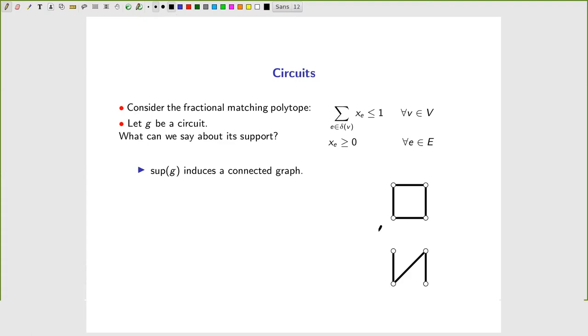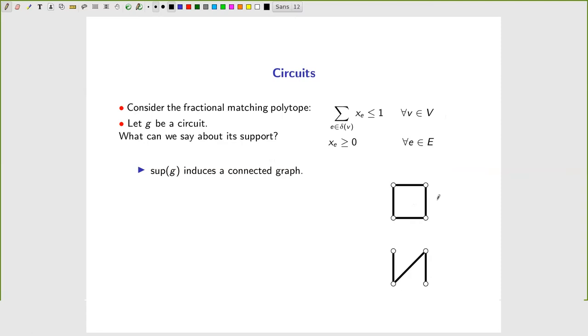So suppose that this is not true. Suppose that if you look at G, its support does not induce a connected graph. So maybe we have two connected components here. Now, again, one thing to notice: G is a circuit, so it is just a vector in R^n. And in this case, n is the number of edges. So we can think about the support in a graphical sense, because we can associate one value to every edge in here. So suppose that this vector induces, as I said, for example, two connected components.